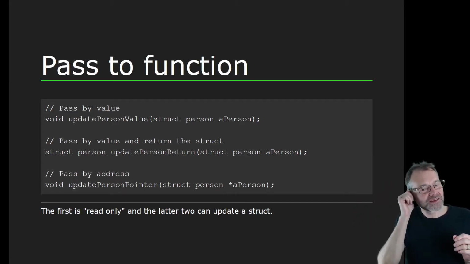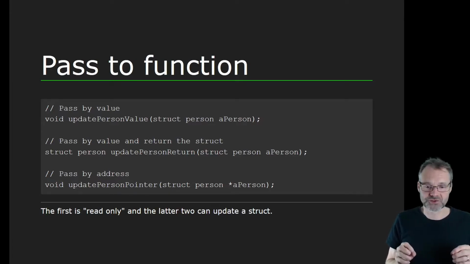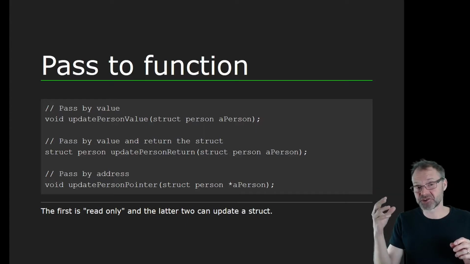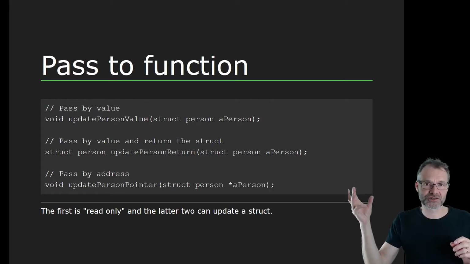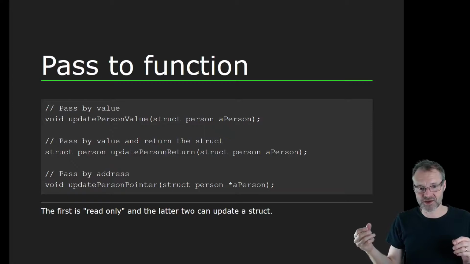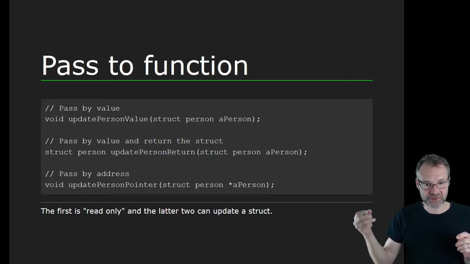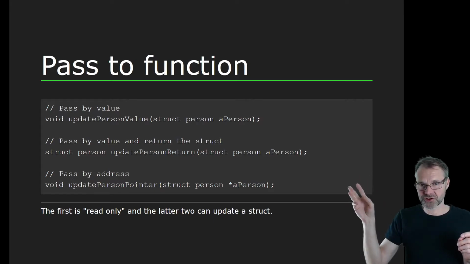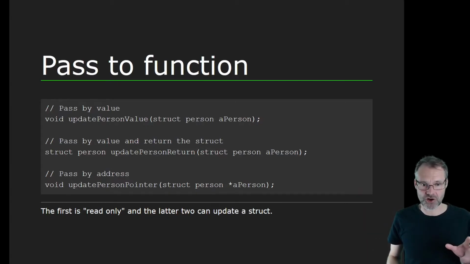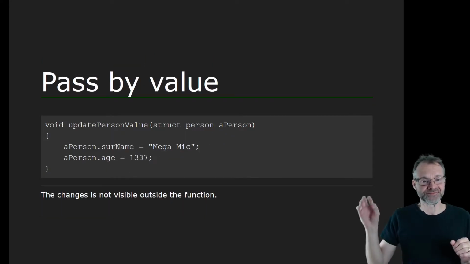So let's see how we can pass structs to functions so we can understand it. I'm going to make an update person function. I'm going to send in the struct person, and then try to change the struct and see if it's done. I'm going to do it in three different ways: pass by value, then pass by value and return the struct, and then pass by address. Let's see how these actually can change it or not.